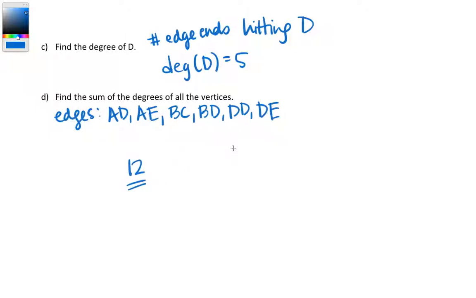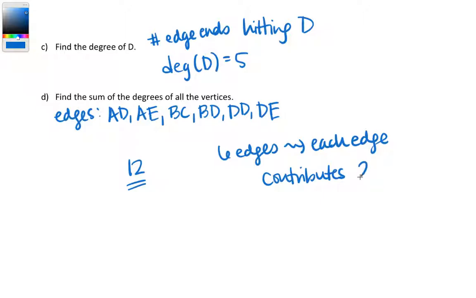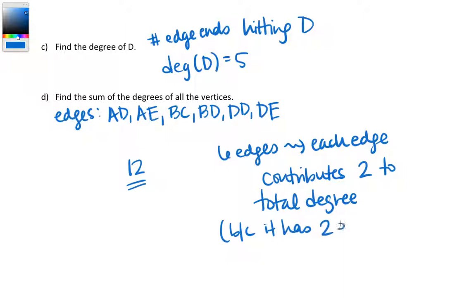Okay, another way to think about this is there's 6 edges, and each edge contributes 2 to the total degree because each edge has 2 ends. So 6 edges times 2 per edge gives us the total degree of 12. That is it for today.